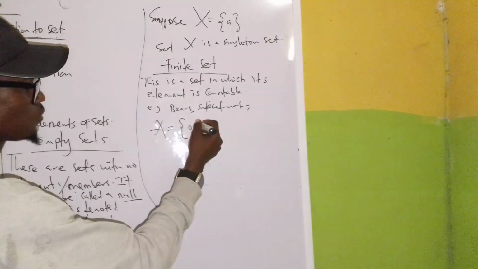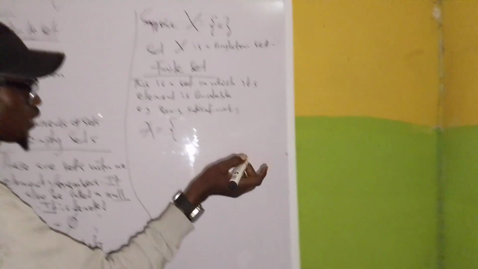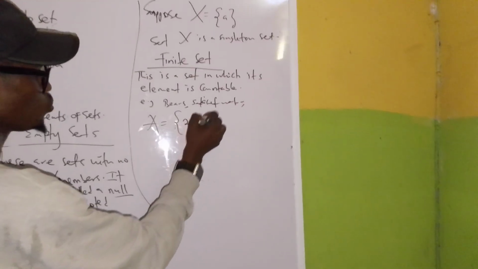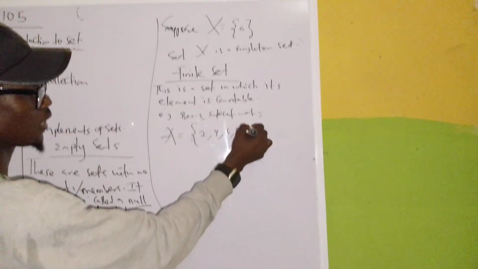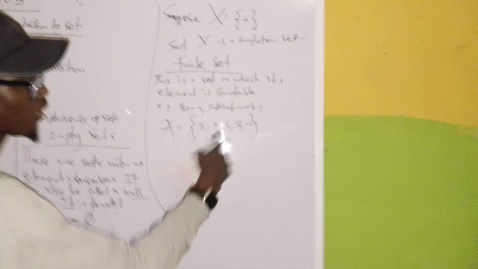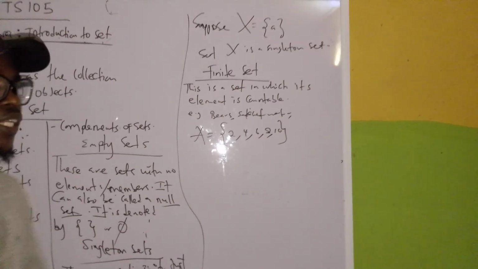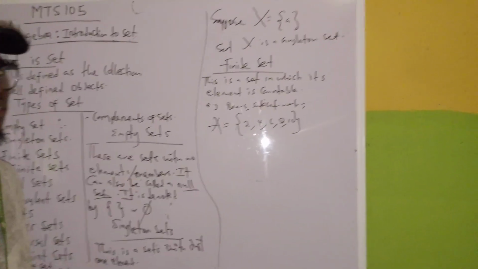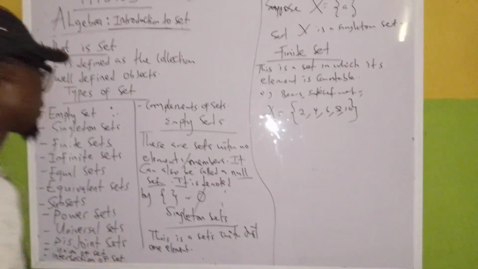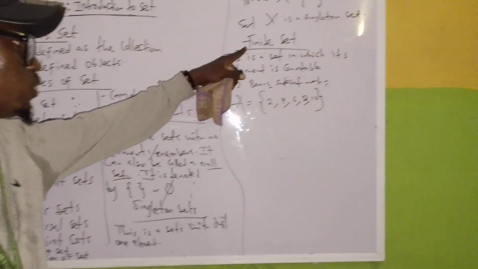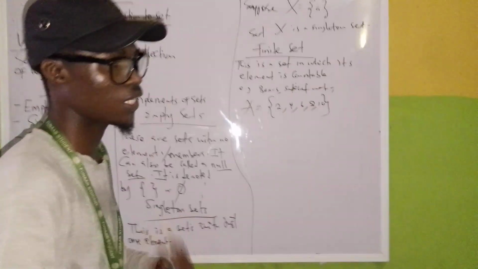And let me suggest another thing: even numbers less than 12. 2, 4, 6, 8, 10. So you can count everything that is there. So it is a finite set. Something you can count is what we call finite. Infinite is something that is uncountable, e.g. water. Do I really need to explain what infinite is? So an infinite set is the opposite of this. A finite set is a set whose elements can be counted.